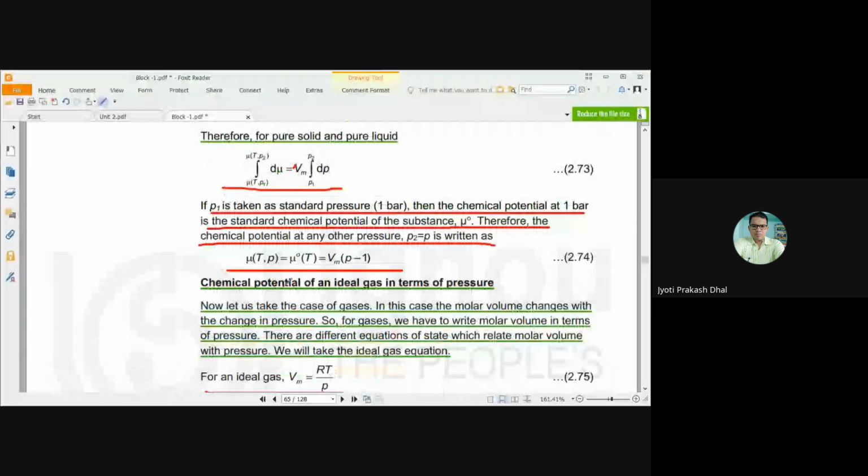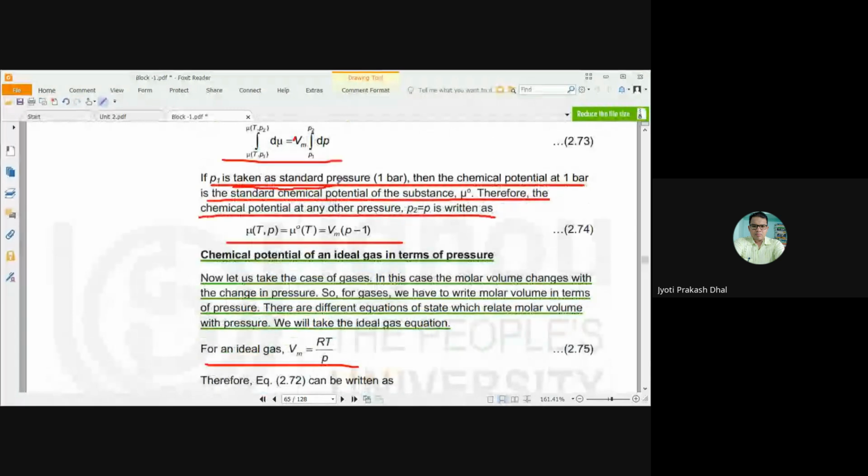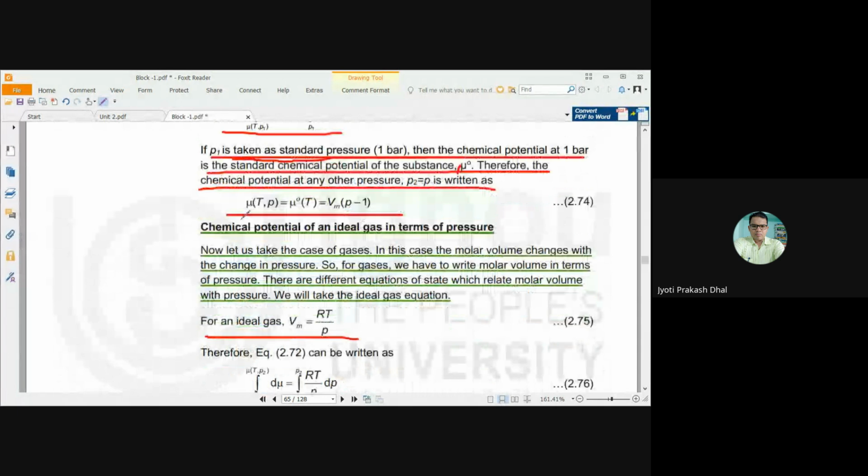Now, if P1 is taken as the standard pressure and the chemical potential at 1 bar is the standard chemical potential of the substance, that is μ°, therefore μ(T,P) = μ°(T) + V_m (P - 1).